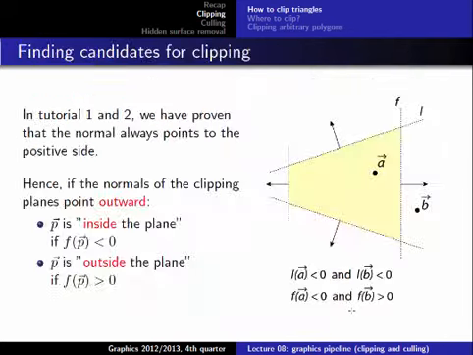And that is now this characteristic that we can use to very easily identify and find those triangles that are partly inside of the view frustum and partly outside of the view frustum.